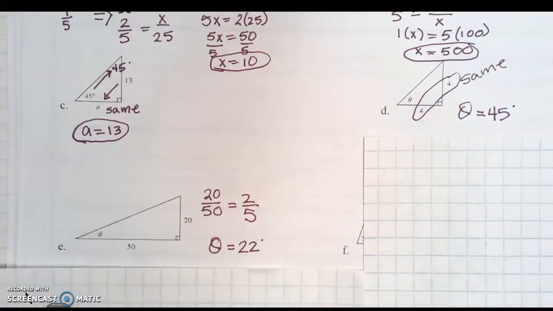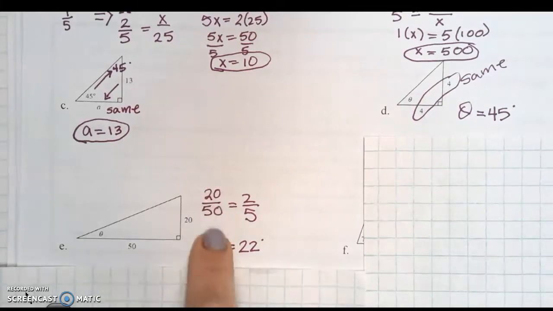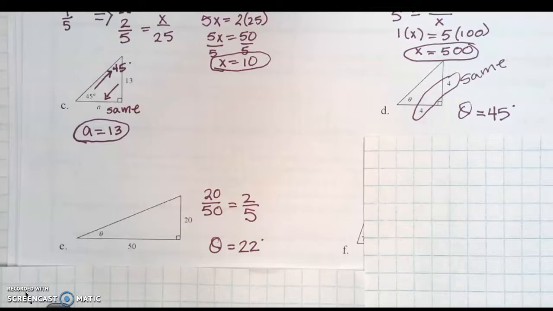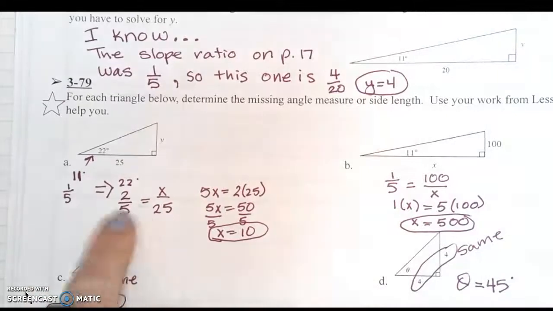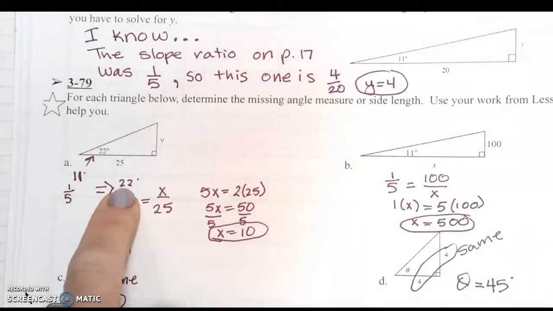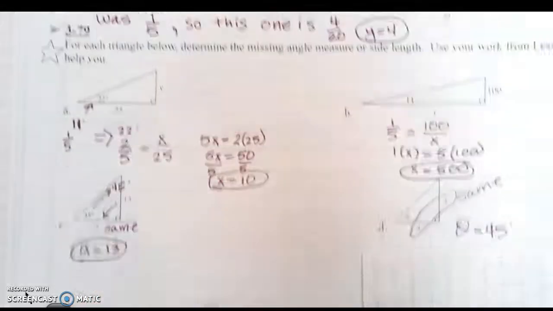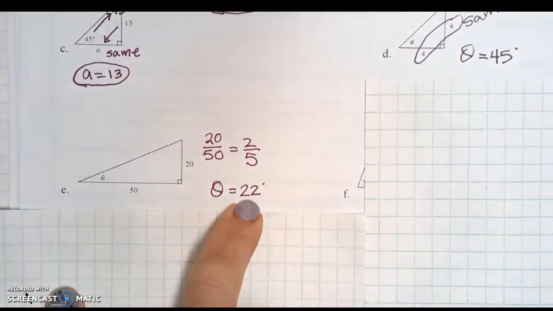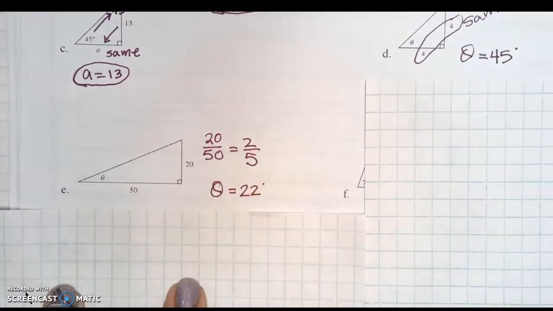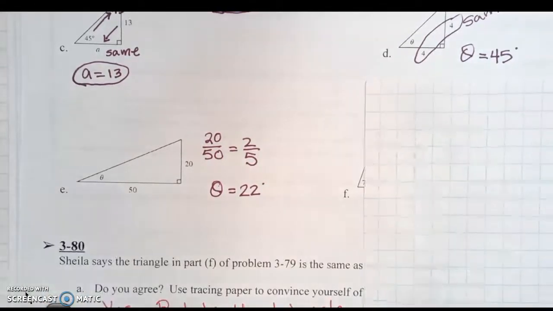All right, so for E, we have a side of 20 and a side of 50. So I made it into a ratio of 20/50, and I saw that could easily reduce to 2/5. We saw 2/5 back here in problem A, right? 2/5 was when we had a what degree angle? 22-degree angle. So that's what this angle right here has to be, 22 degrees. If I'd have gotten 1/5, it would be what? 11, right? Okay. Any questions on E?